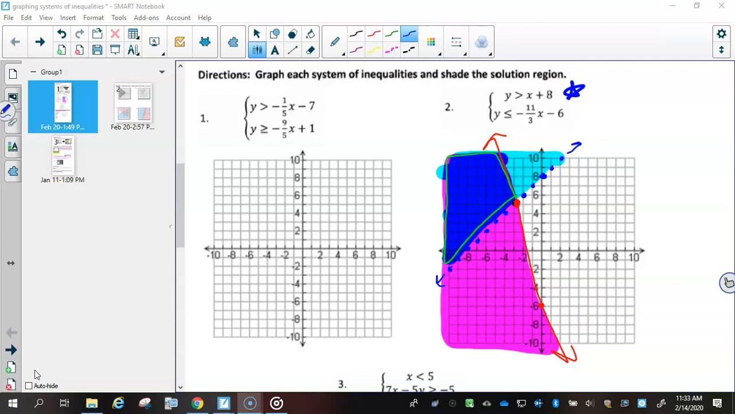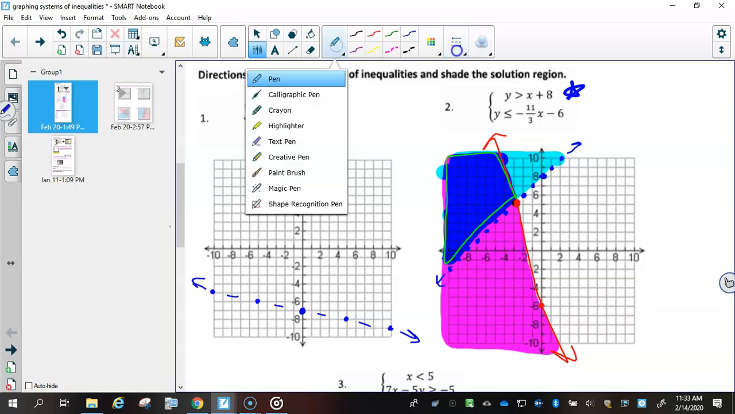For 1, start at -7. You have a negative slope, so go up 1, left 5, as many times as you can. Down 1, right 5, as many times as you can. That line should be a dashed line. And it should be shaded above.